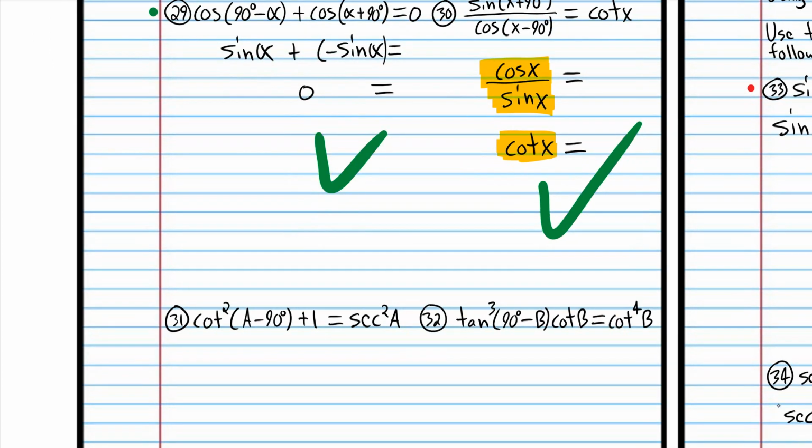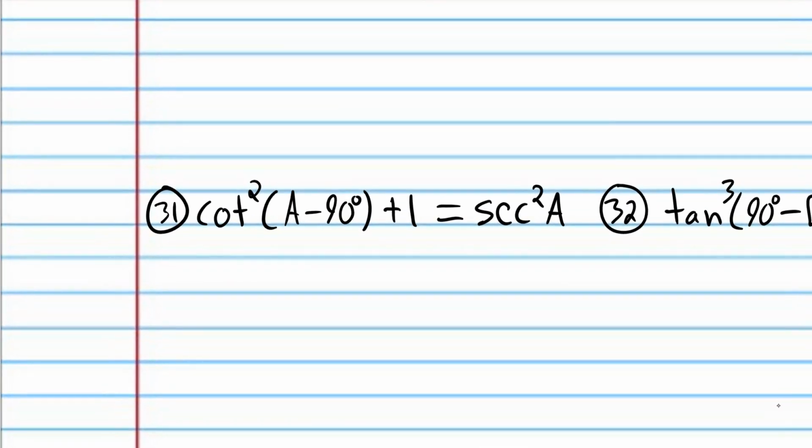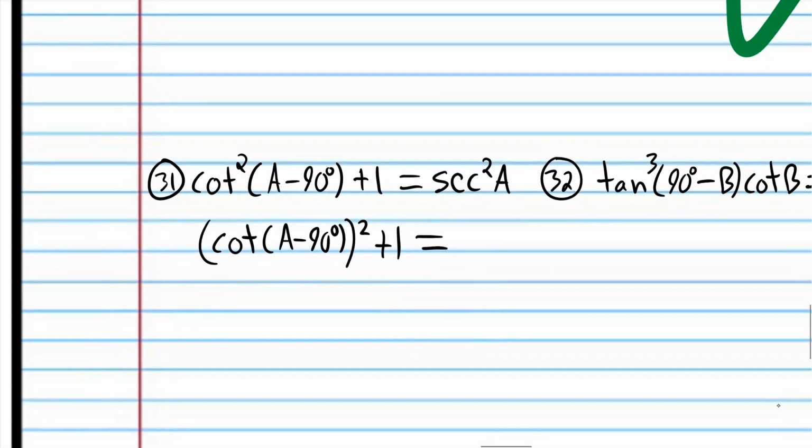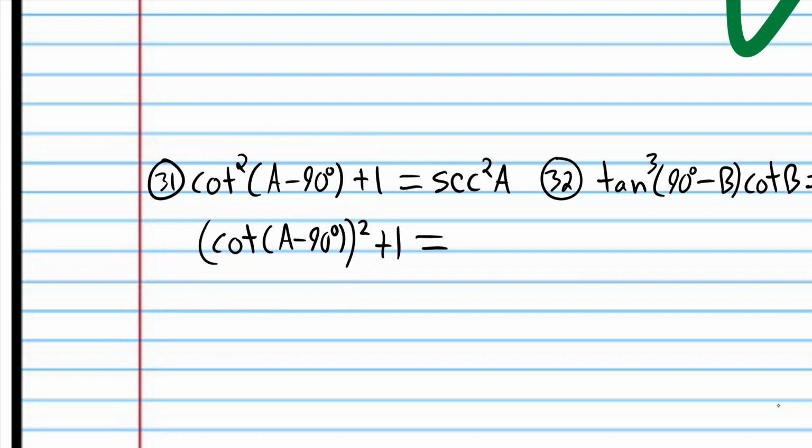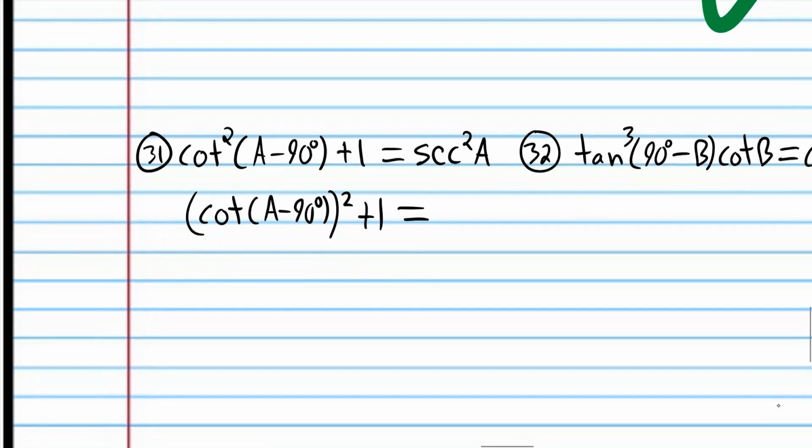Okay, we're back. Cotangent A minus 90 is negative tangent. But before we do that, let's change the form of this because it can get a little confusing with that square. So these two expressions mean the exact same thing. The difference is this mint green expression is a little bit easier to understand. Now cotangent A minus 90 degrees is, like I said, negative tangent A.